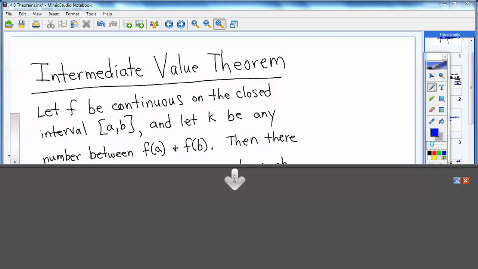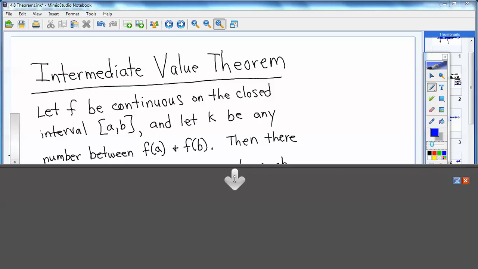The intermediate value theorem. Now, when you hear intermediate, think in between, right? Extreme value makes you think max and min. Intermediate makes you think in between. Between values. Let f be continuous on the closed interval a, b. Notice the same thing. But we have another if part to this. And let k be any number between f of a and f of b.